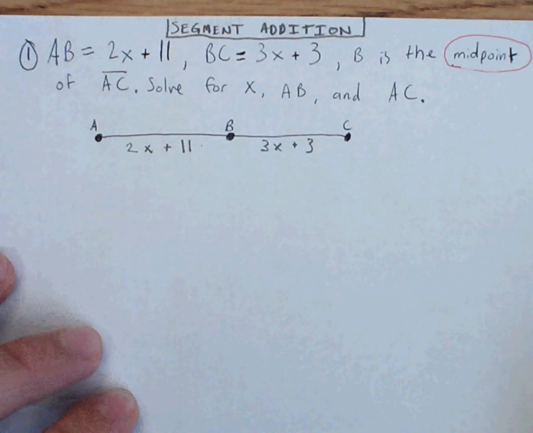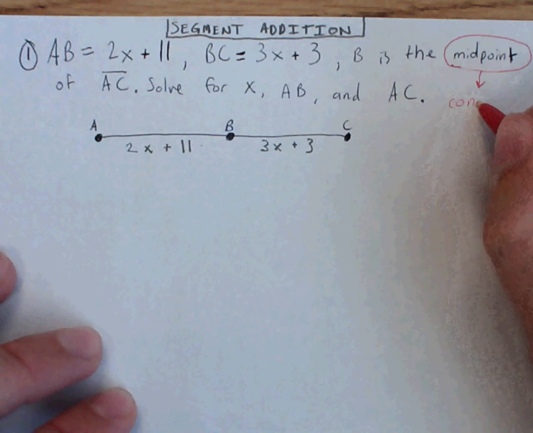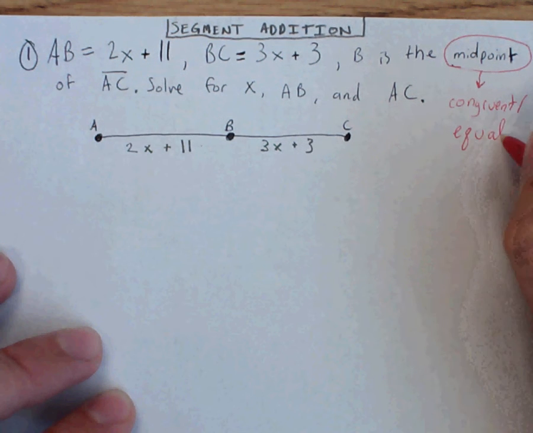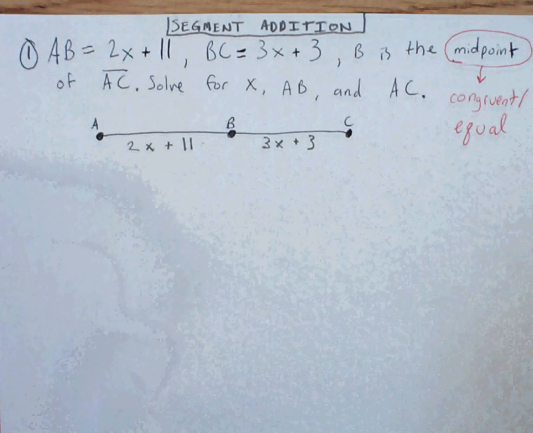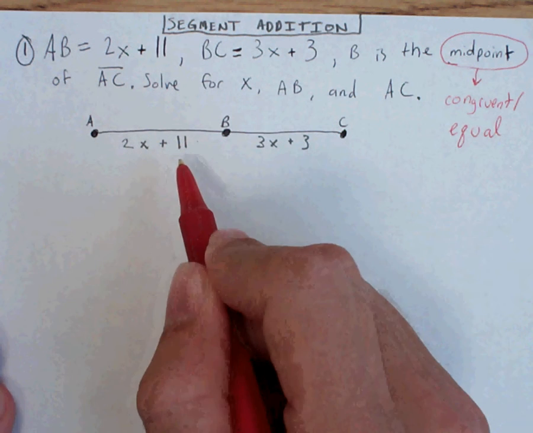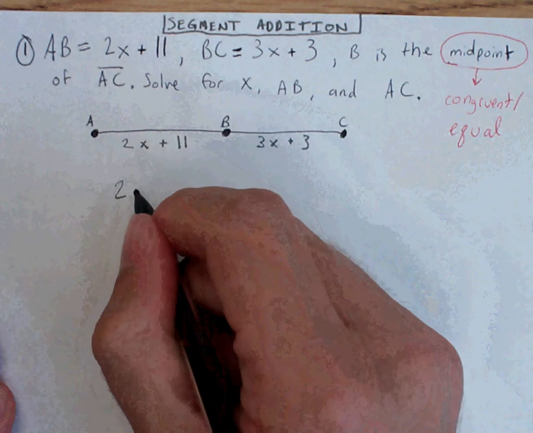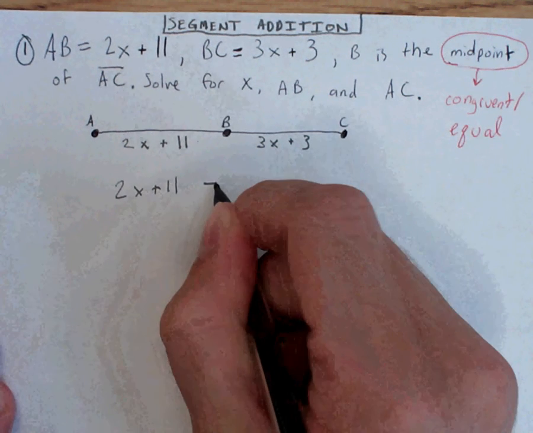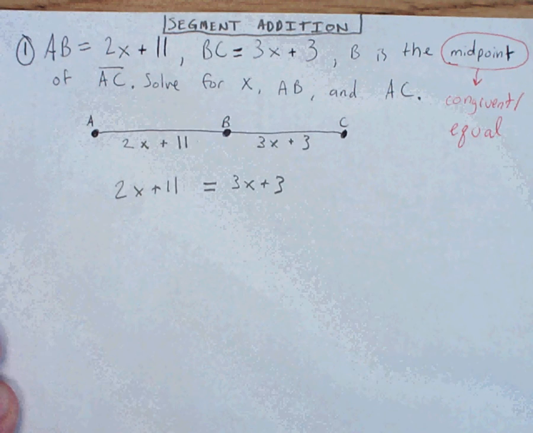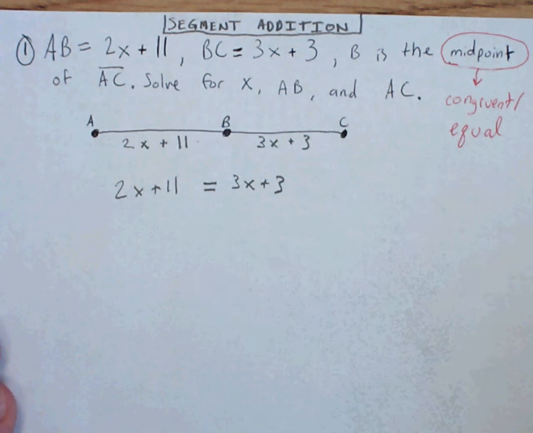Now, we know that midpoint means that both sides are congruent, or you might say equal. Well, if that's the case, then we can set both halves of the equation equal to each other, like this. 2x plus 11 equals 3x plus 3. Now we can solve this just like any normal algebra equation.